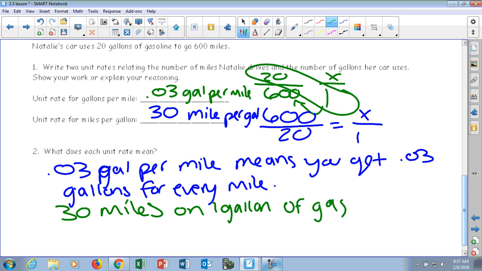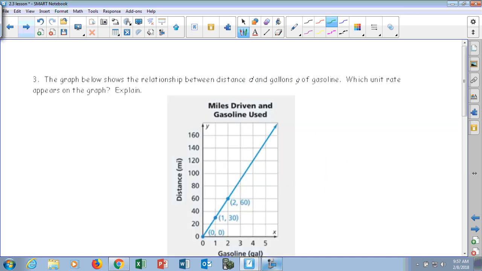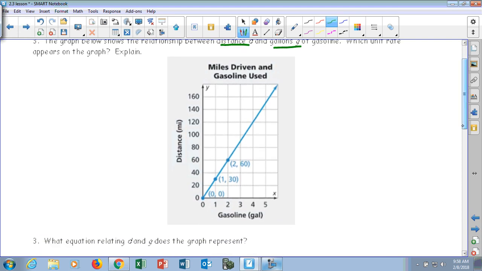On this back page, they graphed this for us. They made a graph. We don't have to put it in this time. It says the graph below shows the relationship between the distance D, it's represented as D, and the gallons G of gasoline. Which unit rate appears on this graph? Well, what's it going up by? What unit rate appears? This is our distance. For 1 mile, it goes up by what, Robert?